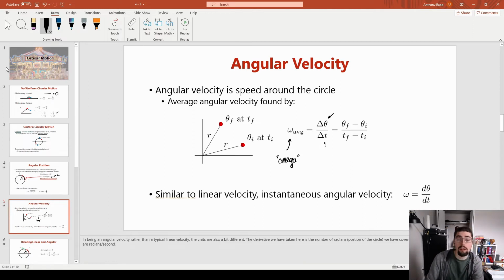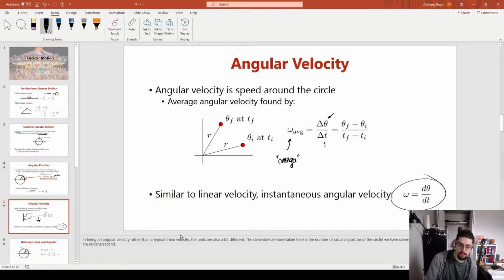Then if you wanted to go to an instantaneous case, all you would need to do is take a derivative, right? Everything that we have seen so far about linear position, velocity, acceleration also applies just as well to the angular stuff, right? All of our relationships, all of our equations, they work almost exactly the same. So, is everyone with me so far?